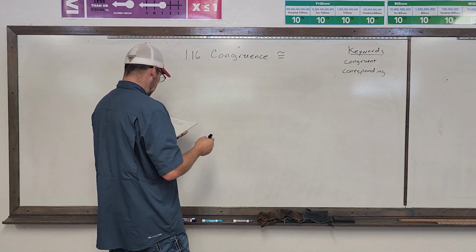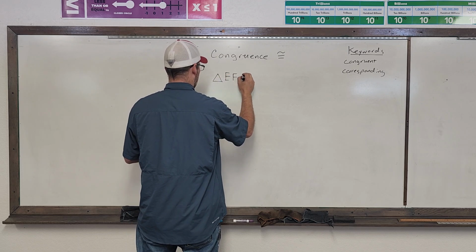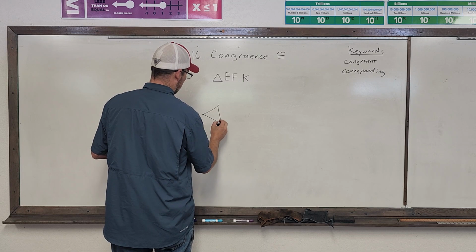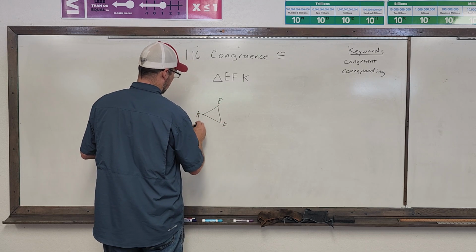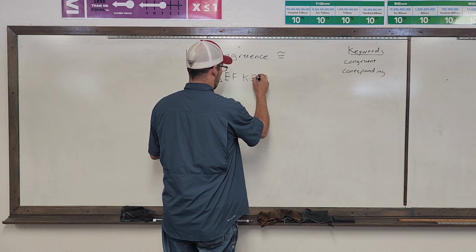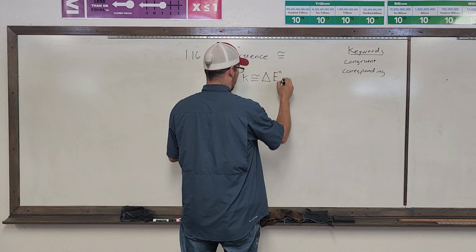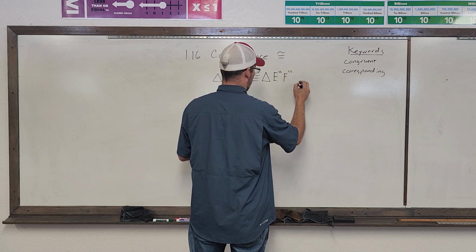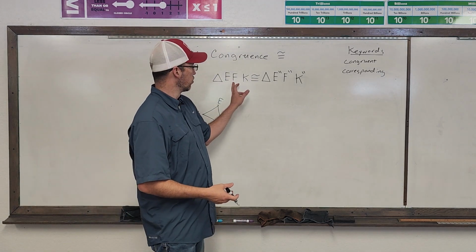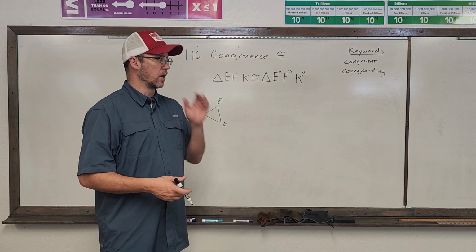What that means for us is if they tell us, say we have triangle EFK, all that's really telling us is that we have a triangle. It's not going to be a very good triangle. EFK. And we have a congruent triangle. Say this one is congruent to triangle E double prime, F double prime, K double prime. The primes are just a way that we can write the same variable but meaning a different spot. So instead of using X and Y, we can use X and X prime.